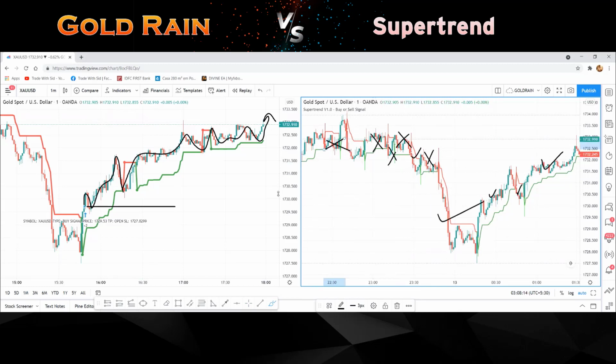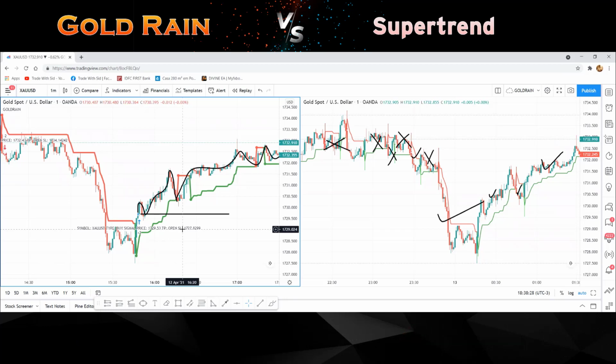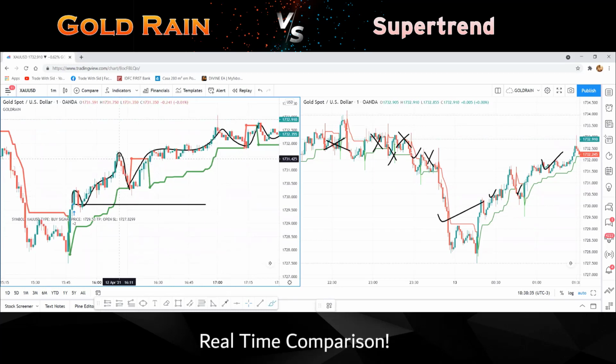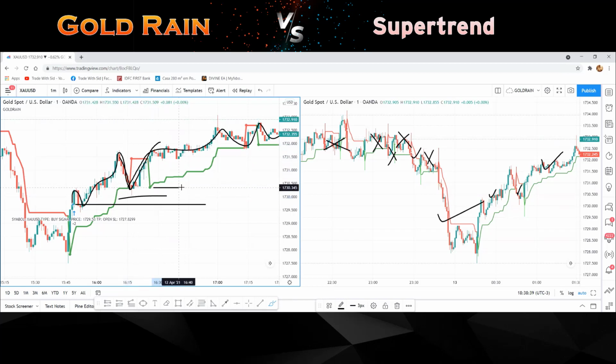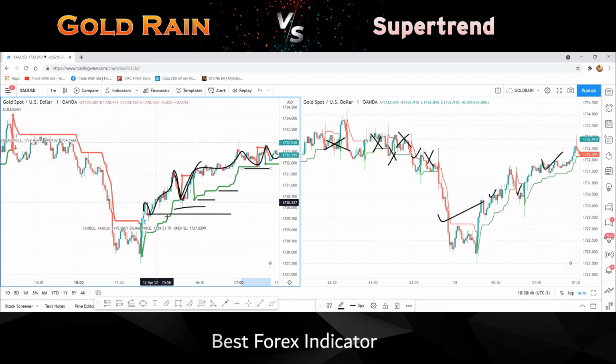Let's shift to the left hand side and see how our indicator Goldrain is doing. First of all, it shows you where to enter by filtering the real breakouts and the real direction. It also tells you the SL, and TP is the maximum you can take. For TP, you can either use price action. For example, this is a swing low and price reversed, so keep an SL below this, or you can just keep shifting and trailing your SL below the line.